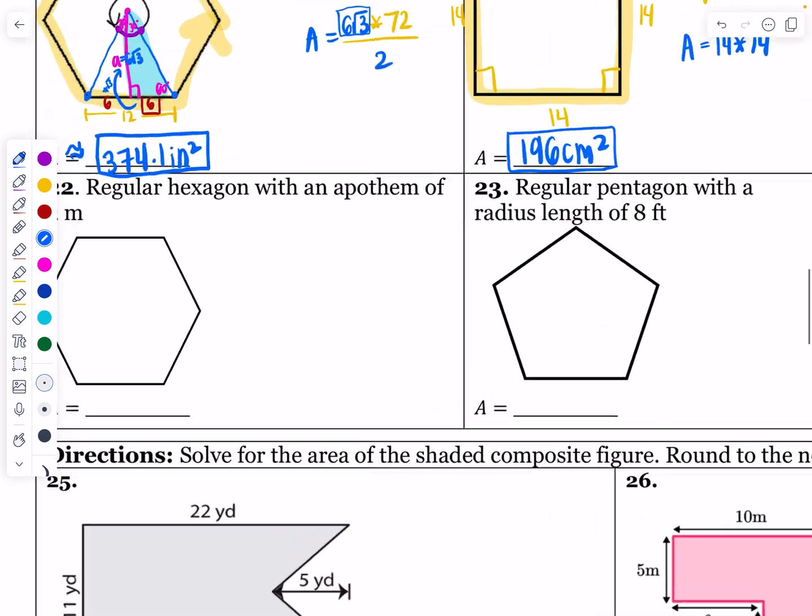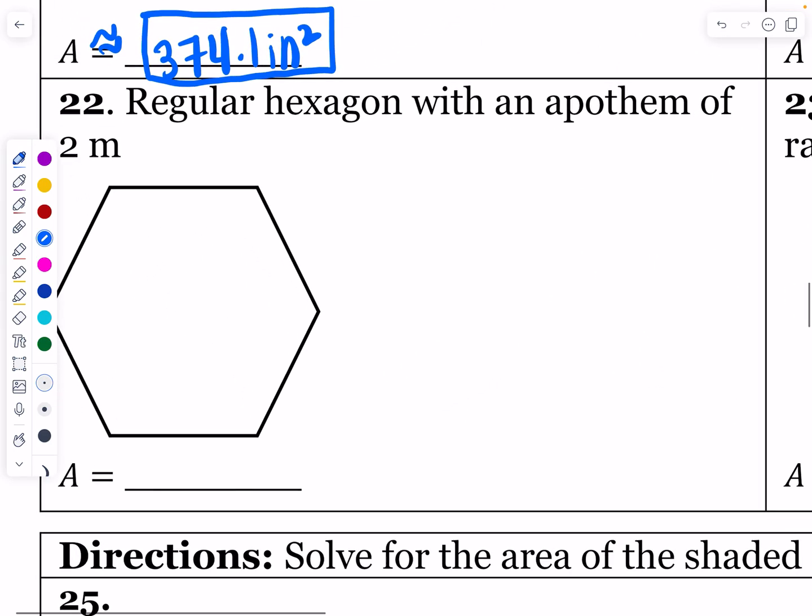All right, let's do these last 3. A regular hexagon, meaning it has 6 sides, and so we're going to start with our formula. Area equals apothem times perimeter divided by 2. And so it has an apothem, it says, of 2. So I'm going to draw that in. My apothem is going to be given as 2, so that's a right angle on each side.